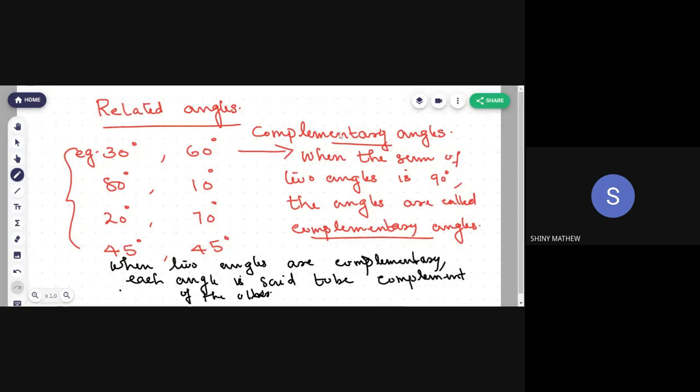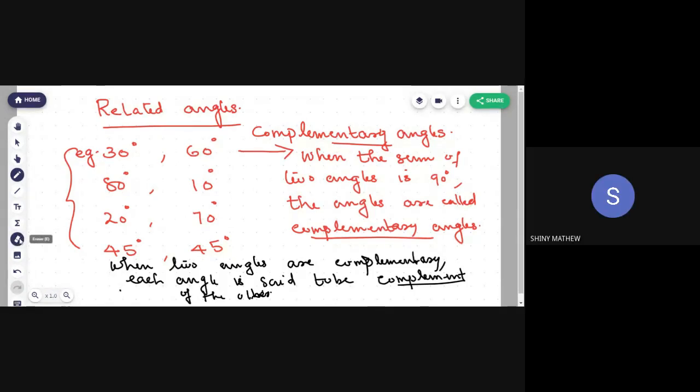Each angle is said to be the complement of the other. Clear now? Yes, miss. When two angles are complementary, each angle is said to be the complement of the other. Completed this much? Yes, miss.